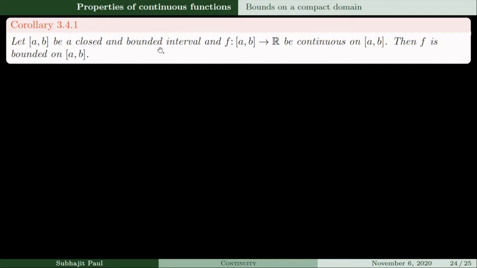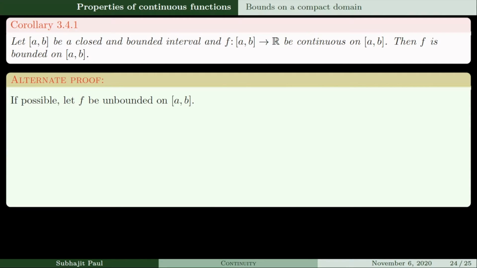Now, definitely this does not require any separate proof, but for the sake of the importance of this one, we are giving an alternate proof. This proof is valid wherever sequential compactness would be equivalent to compactness, that is, in a metric space in general. If possible, let f be unbounded on [a,b]. Then for each natural number n, there will exist a point x_n in the domain [a,b] such that mod of f(x_n) is greater than n. This is the definition of unboundedness. Given any number, f will exceed that number. So if you choose any natural number, you will get a point where the functional value will be bigger than that number, at least in absolute value.